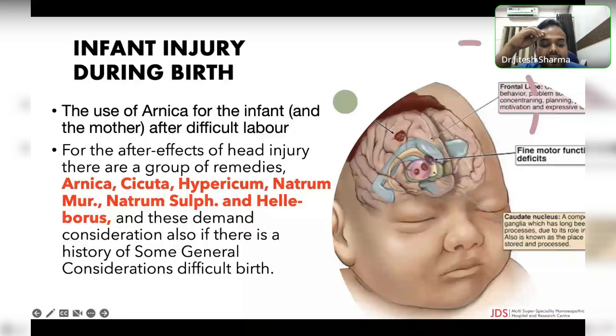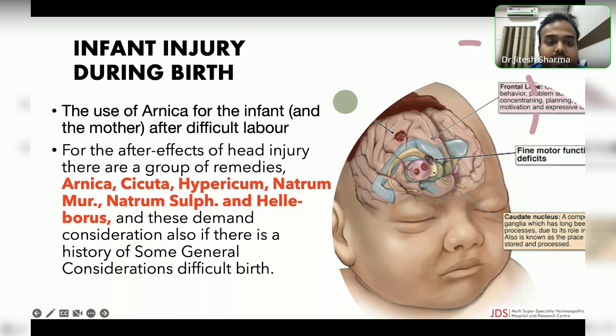Now, there is an injury during birth. So what is the first remedy? Arnica, of course. Arnica is used for infant and mother after difficult labor. Now, for the after effects of the head injury, there are many remedies like arnica, cicuta, hypericum, natrum mur, natrum sulph, and helleborus. So, on the basis of the history, you need to consider the remedy accordingly.